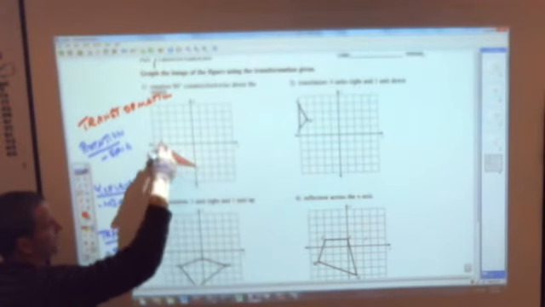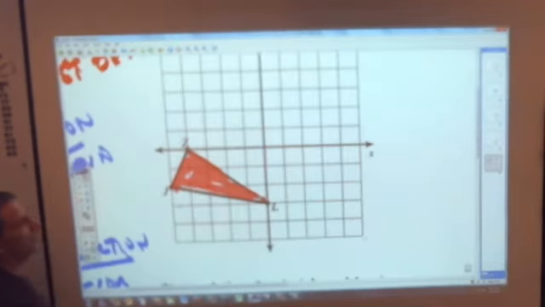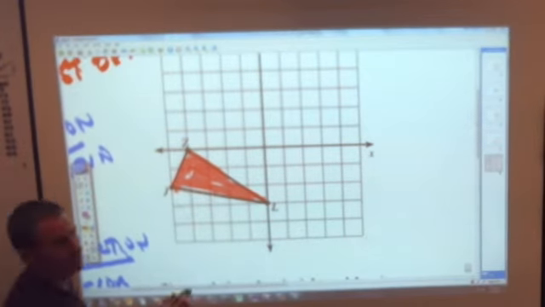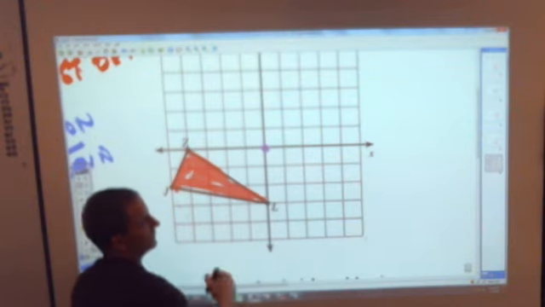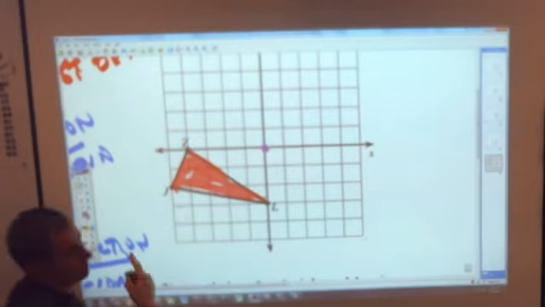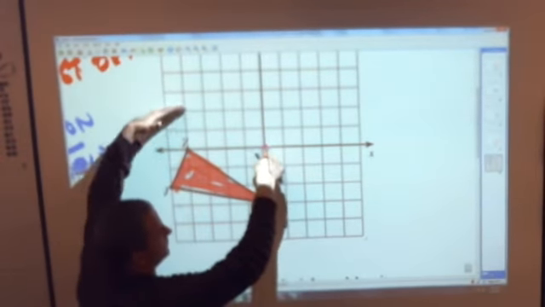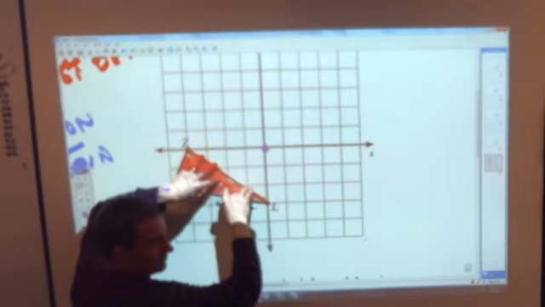It says to take this shape and rotate it about what? What's my rotation point? 90 degrees about what point though? The origin, and the origin is right here. Which means if I could cut this piece out, put a pin right there, and turn it a 1/4 of a turn, what would happen to this shape?